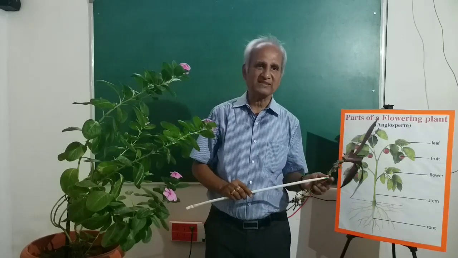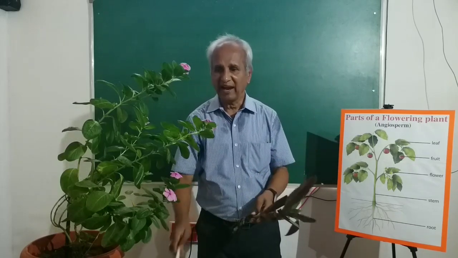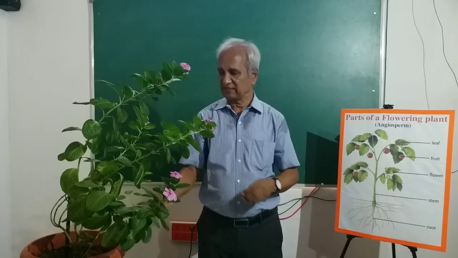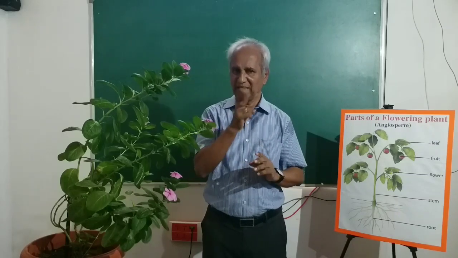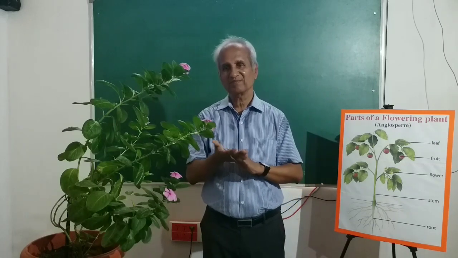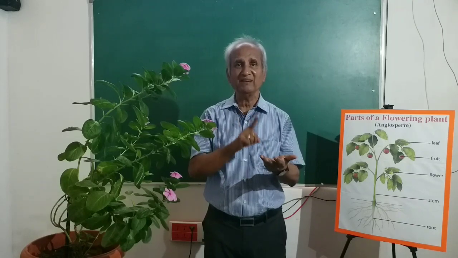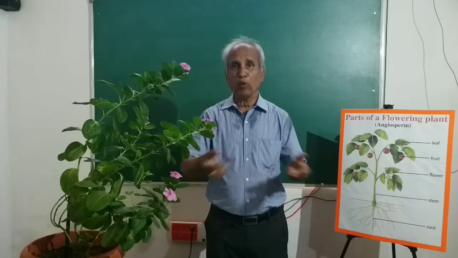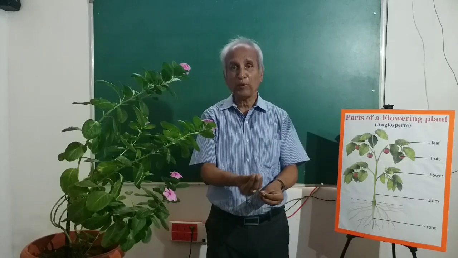Why did I use the word sustain? The plant needs water and minerals. Water with the dissolved minerals in it is absorbed by the plant with the help of the root system. So chiefly, we have two functions for the root system. One is to anchor the plant firmly in the ground. Number 2, to absorb water and minerals from the soil and provide them to the plant.